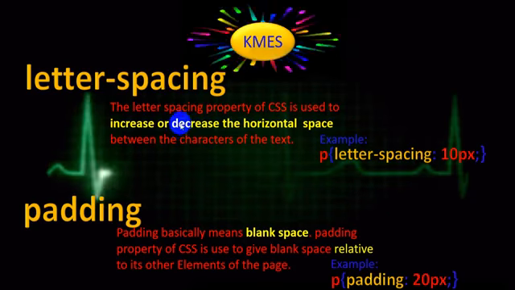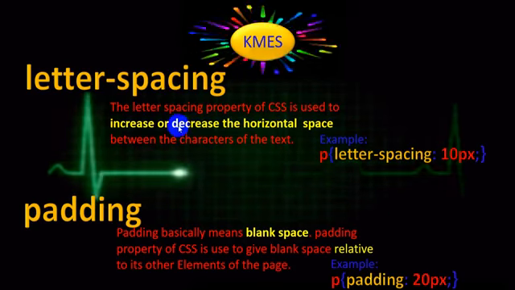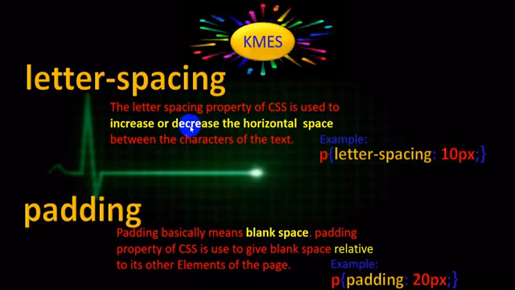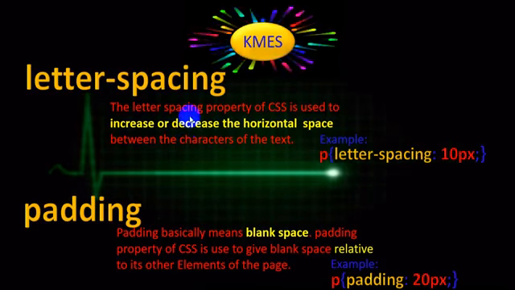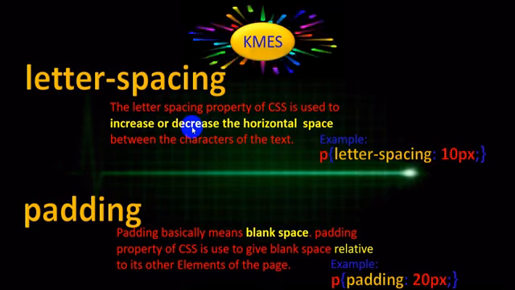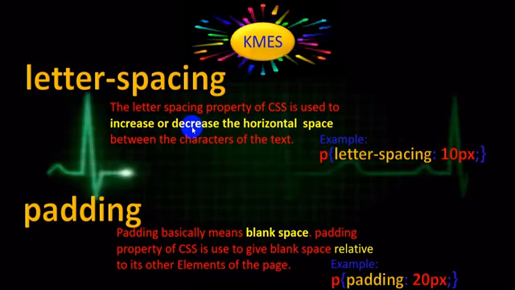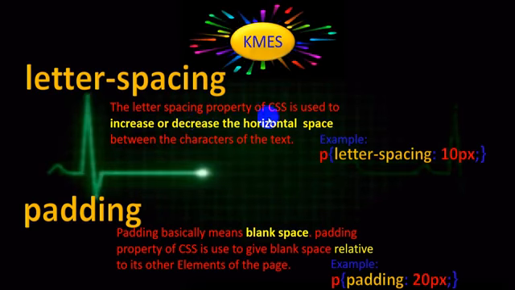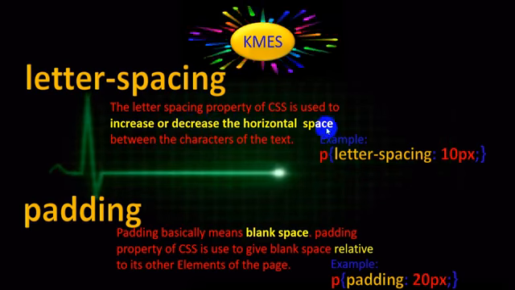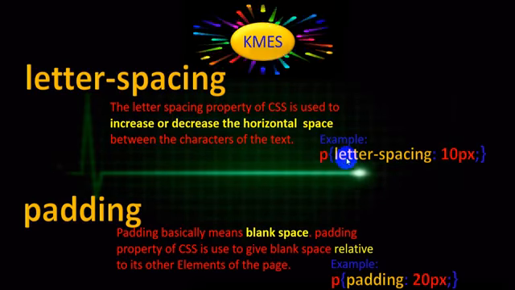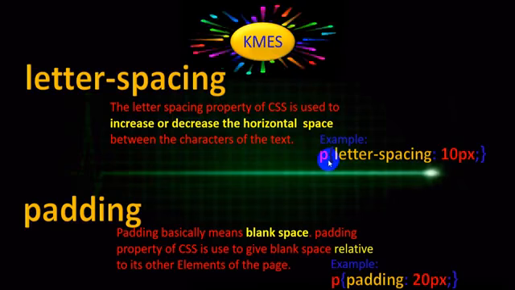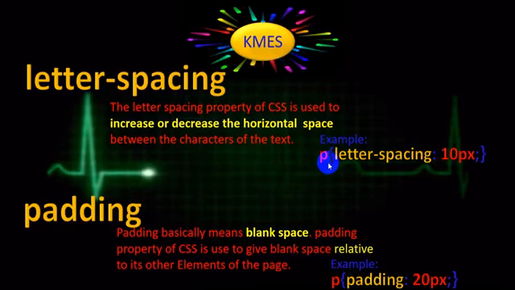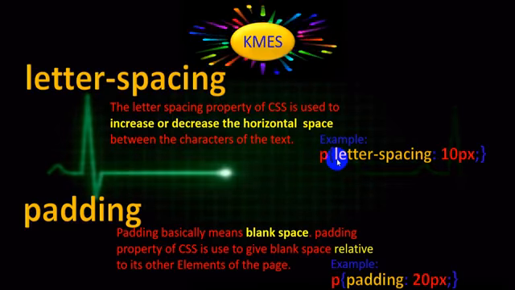See, there is a normal space between D and E, and C and R are separated, but by very minor space. You can decrease it to very low, or you can increase it by using some values. For example, how will you use a value? There is an example, P, that is a paragraph tag. In that paragraph tag I will be using letter spacing.